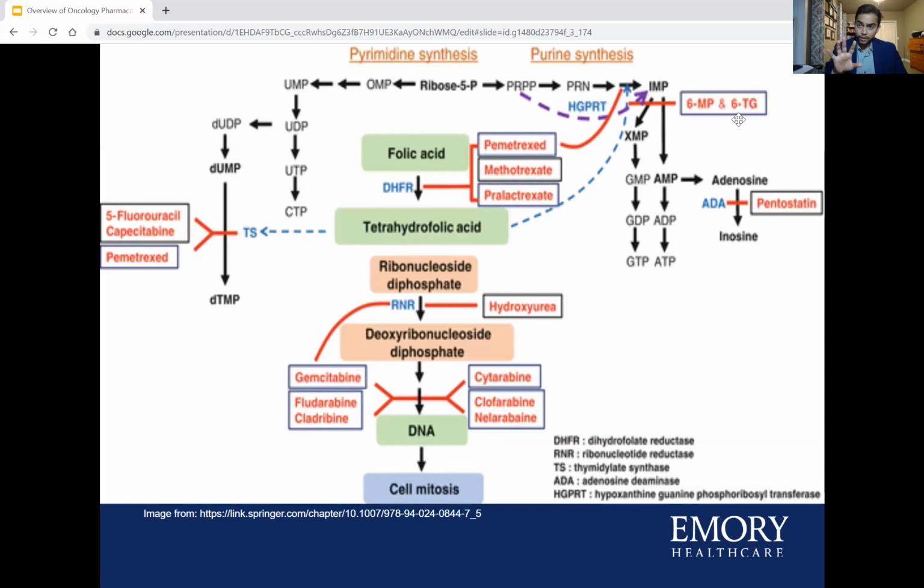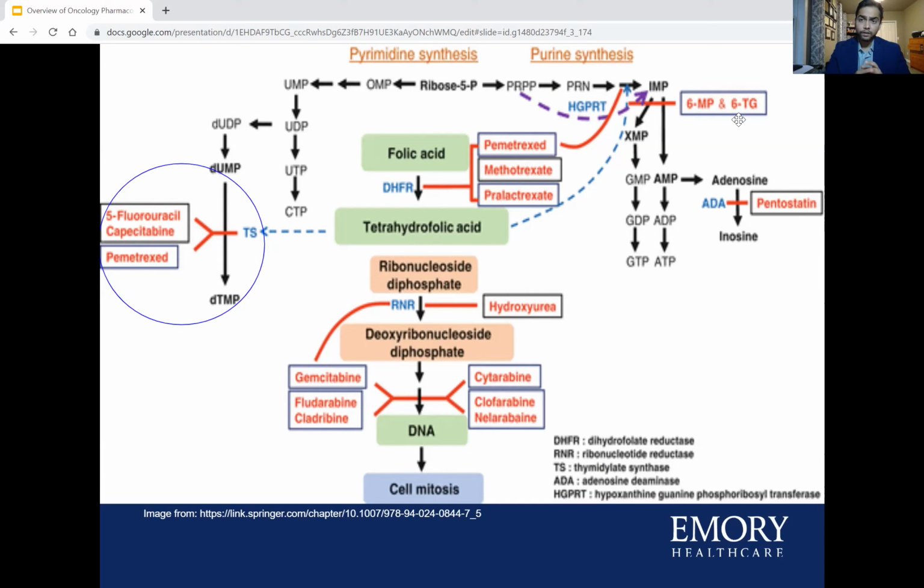So this slide has a lot going on. Just follow with me. We're just going to go very superficial on this slide. On the top, you'll see on the left side is pyrimidine synthesis. The right side is purine synthesis. These are types of nucleic acids used to make DNA and RNA. A common precursor is the ribose 5P on the top.